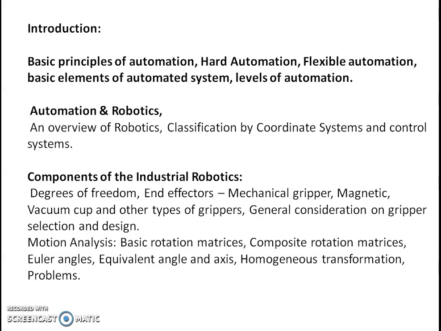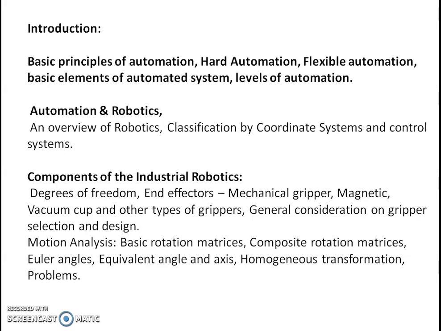And the second part is automation and robotics. An overview, okay, classification by coordinate systems. So what are the different types of coordination generally in the robot, and control systems. So what are the different ways to control the robot? This is what we are going to study in the second part of the first unit.